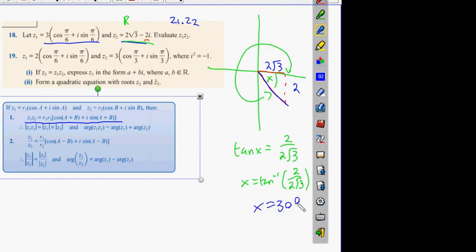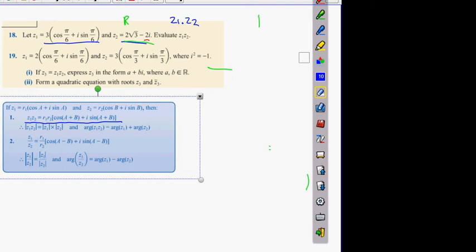What does that mean about the rest of the angle going around? It's 330. So we now know the angle is 330. What I have to figure out next is the length, or the modulus. Remember, polar form is r times cos theta plus i sin theta. We already know that theta equals 330 degrees. Now r represents the modulus.